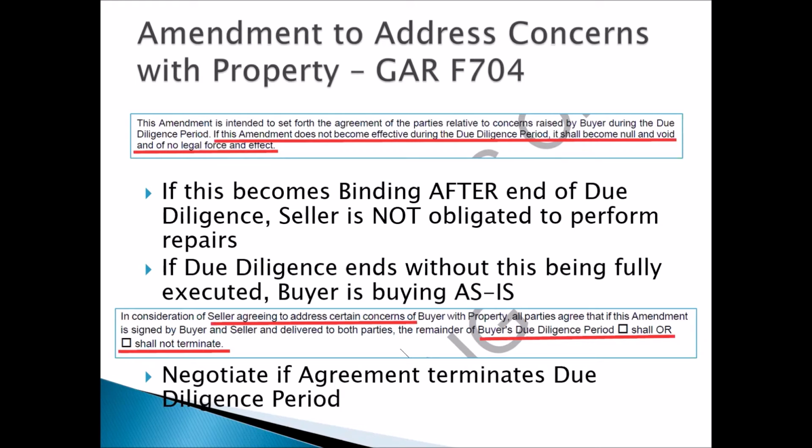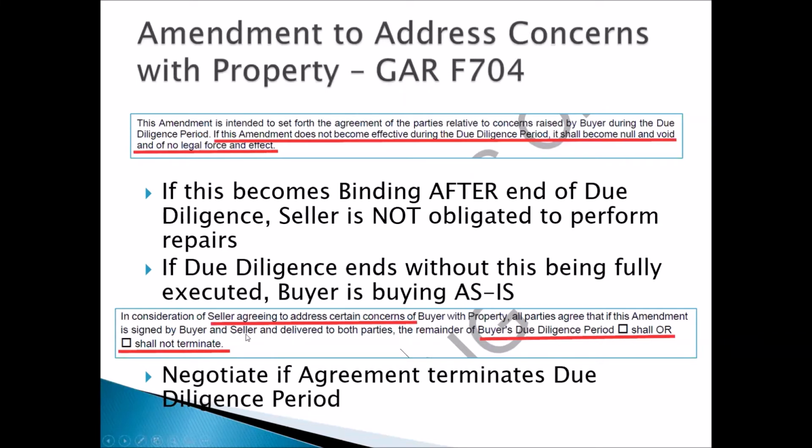And basically, this was added in August of last year. It says, if this amendment does not become effective during the due diligence period, it shall become null and void and no longer full force and effect. In other words, there's no more incentive for the seller to do anything after the due diligence period if the buyer doesn't terminate. This is the only amendment in the GAR package that has a time limit. So in essence, the due diligence period is a time limit on this amendment. So that's what that means. And again, if the due diligence period ends without it being fully executed, buyer's buying it as is.